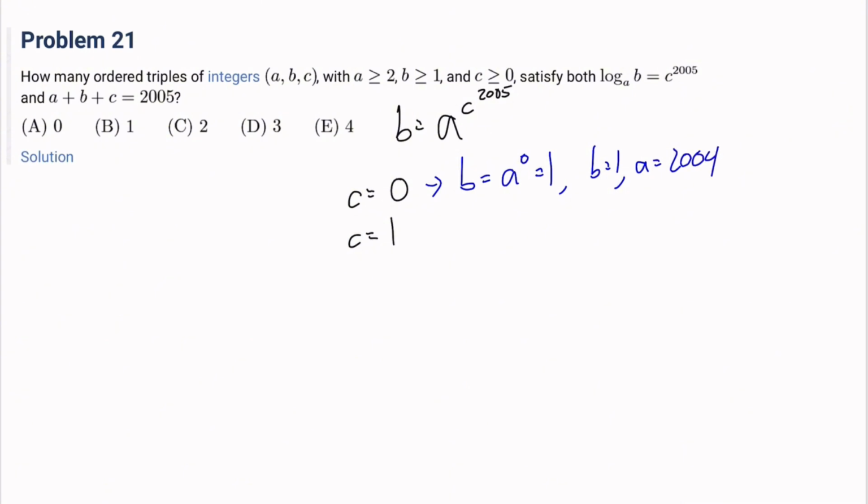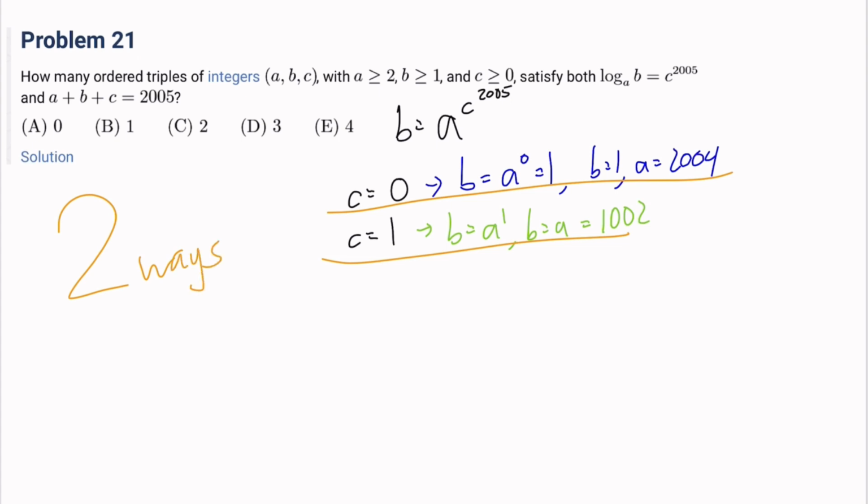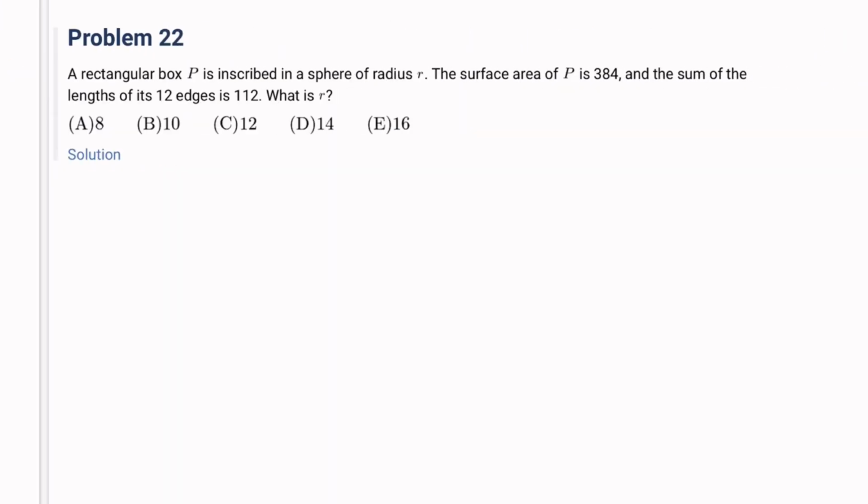So that's possible. And for this one, if c is 1, that means b is equal to a to the 1st power, and so b equals a, and so this needs to be summed to 2005, but c is 1 already, so they are equal to 1002, right? So we have two ways of happening, so we have 2 ways. The answer is C. Number 22.